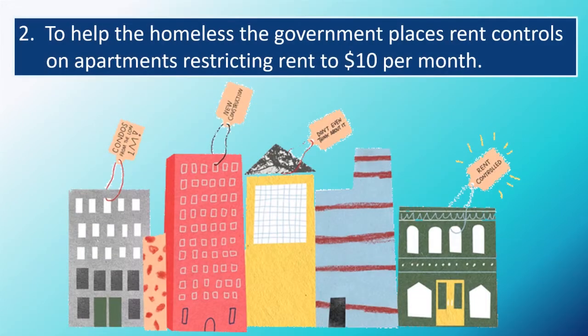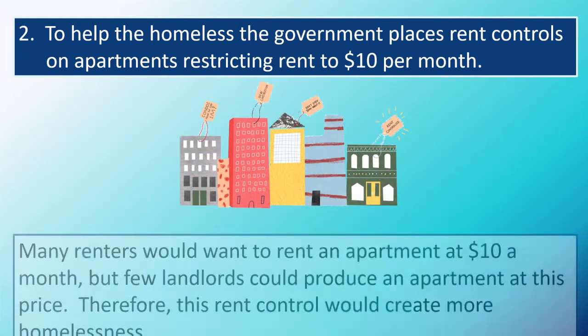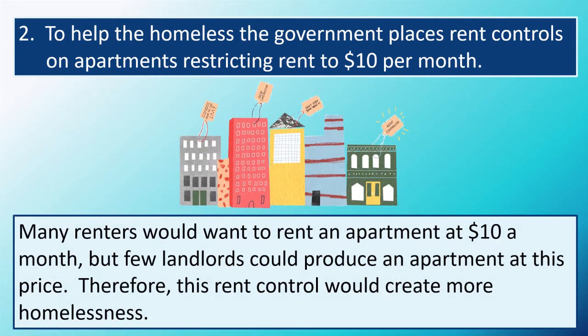Question number 2. To help the homeless, the government places rent controls on apartments, restricting rent to $10 per month. Here's one possible answer. Many renters would want to rent an apartment at $10 a month, but few landlords could produce an apartment at this price. Therefore, this rent control would create more homelessness.